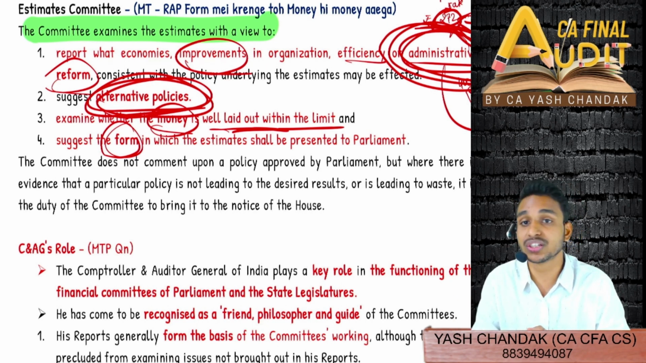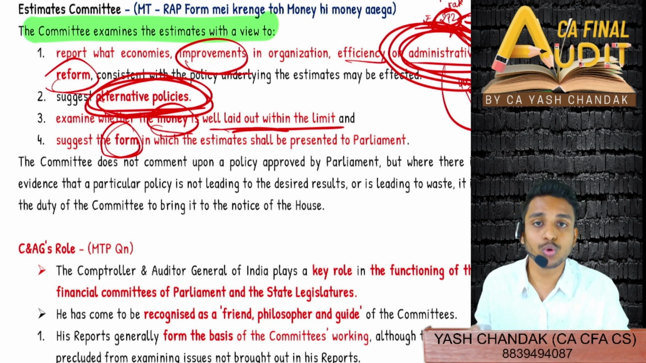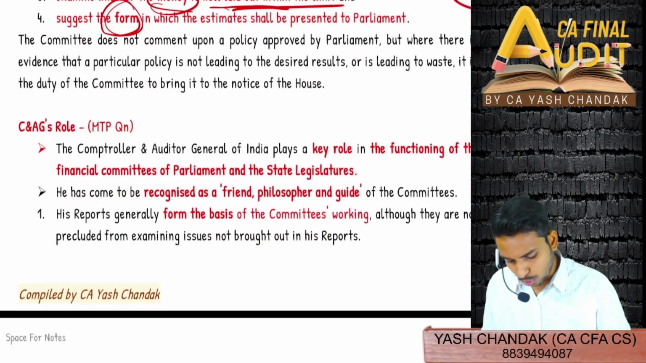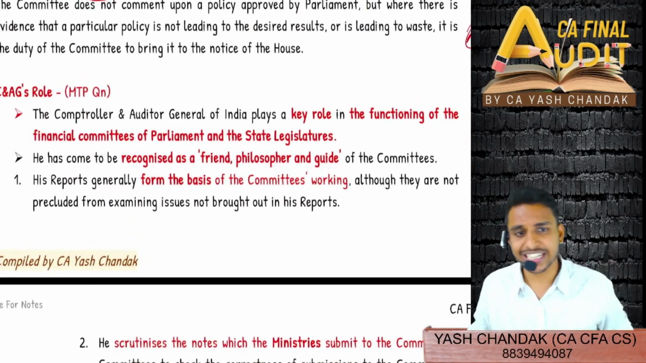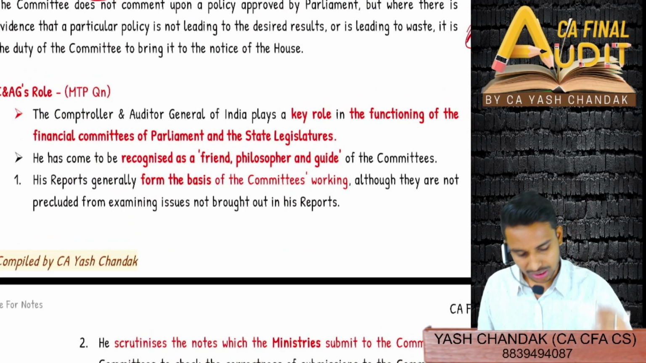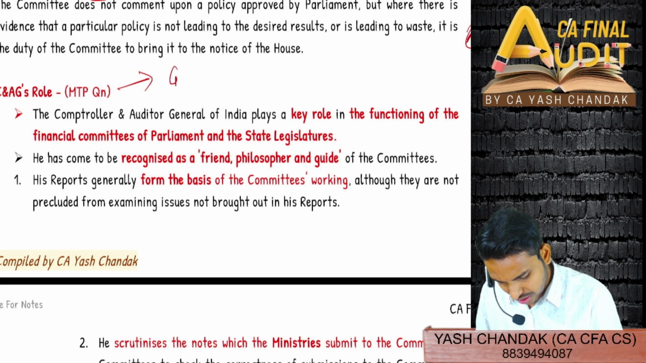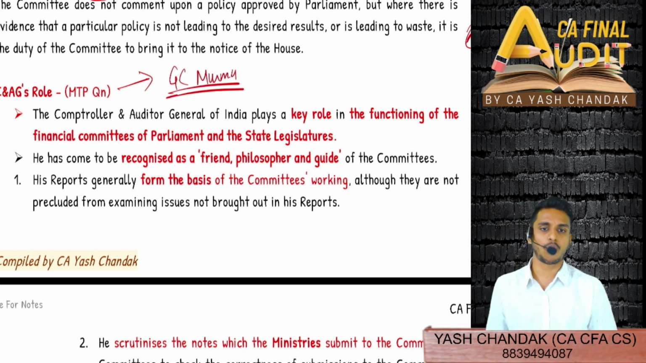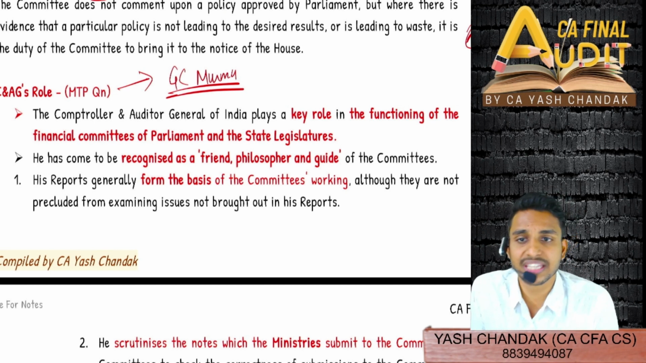Please give us the function of the Estimates Committee, COPU or PAC. So you need to remember all these committees also. Then let's come to the CAG's role. If you ask the CAG directly, do you know the CAG's name right now? It's GC Murmu. As far as I remember, he was appointed in August. So GC Murmu is the CAG currently.